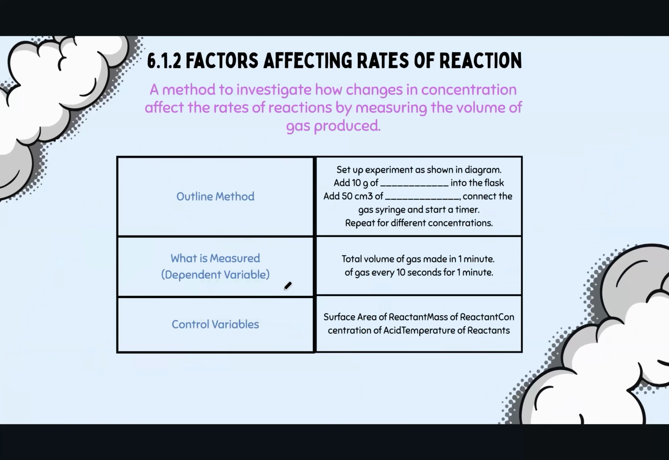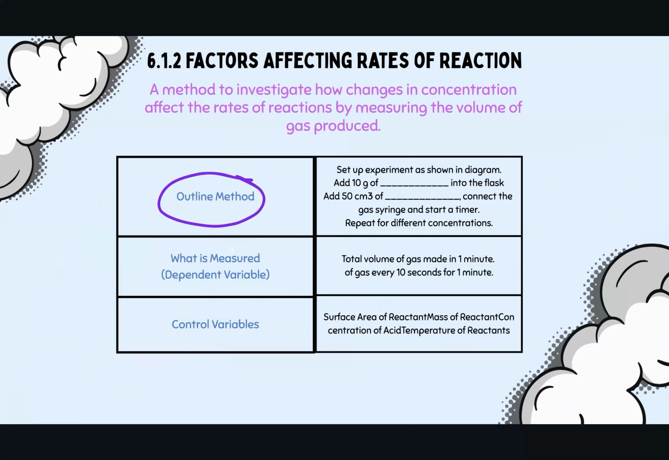So a method to investigate how changes in concentration affect the rates of reaction by measuring the volume of gas produced. This is a good way of answering any question that's linked to investigations. Number one, always outline the method. So start by outlining the method.